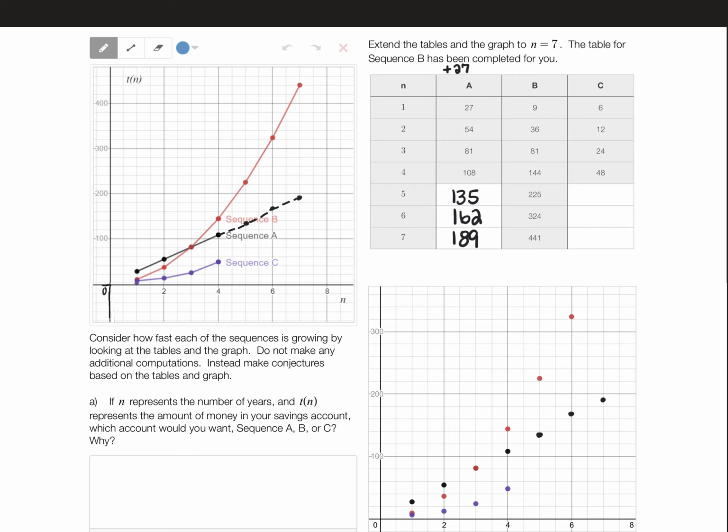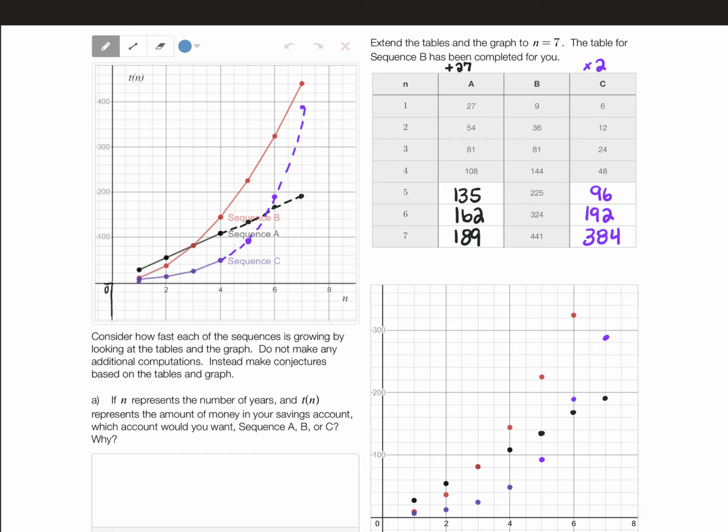Sequence C, however, we need to continue to calculate. Now, if you remember on the previous slide, we said we're going to multiply by 2. So we're going to take 48, multiply by 2, and get 96. Take 96, multiply by 2, we get 192. And then take 192 and multiply by 2, and we're going to get 384. So go ahead and plot those 3 points on the graph to the left. They should already be popping up on the graph below.